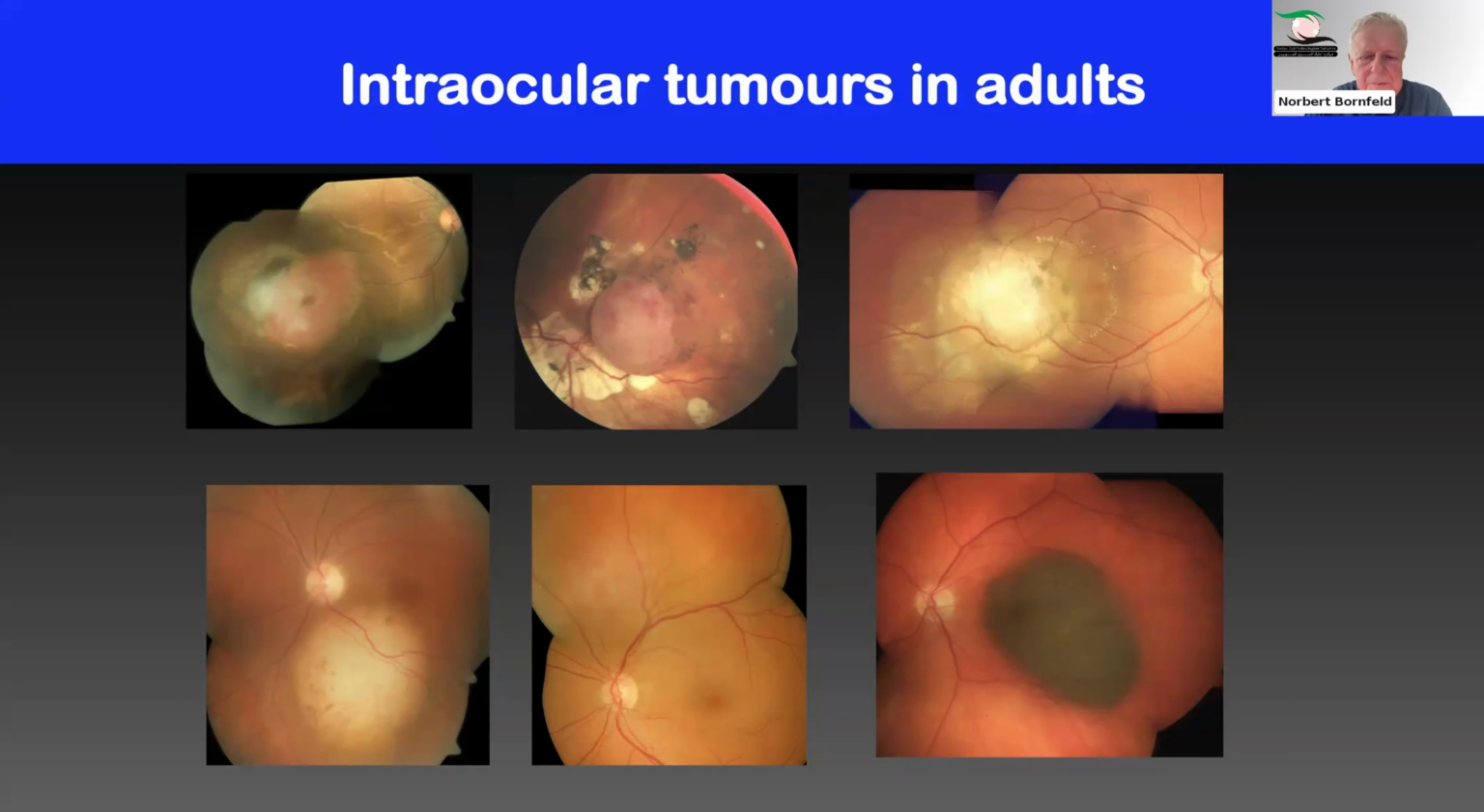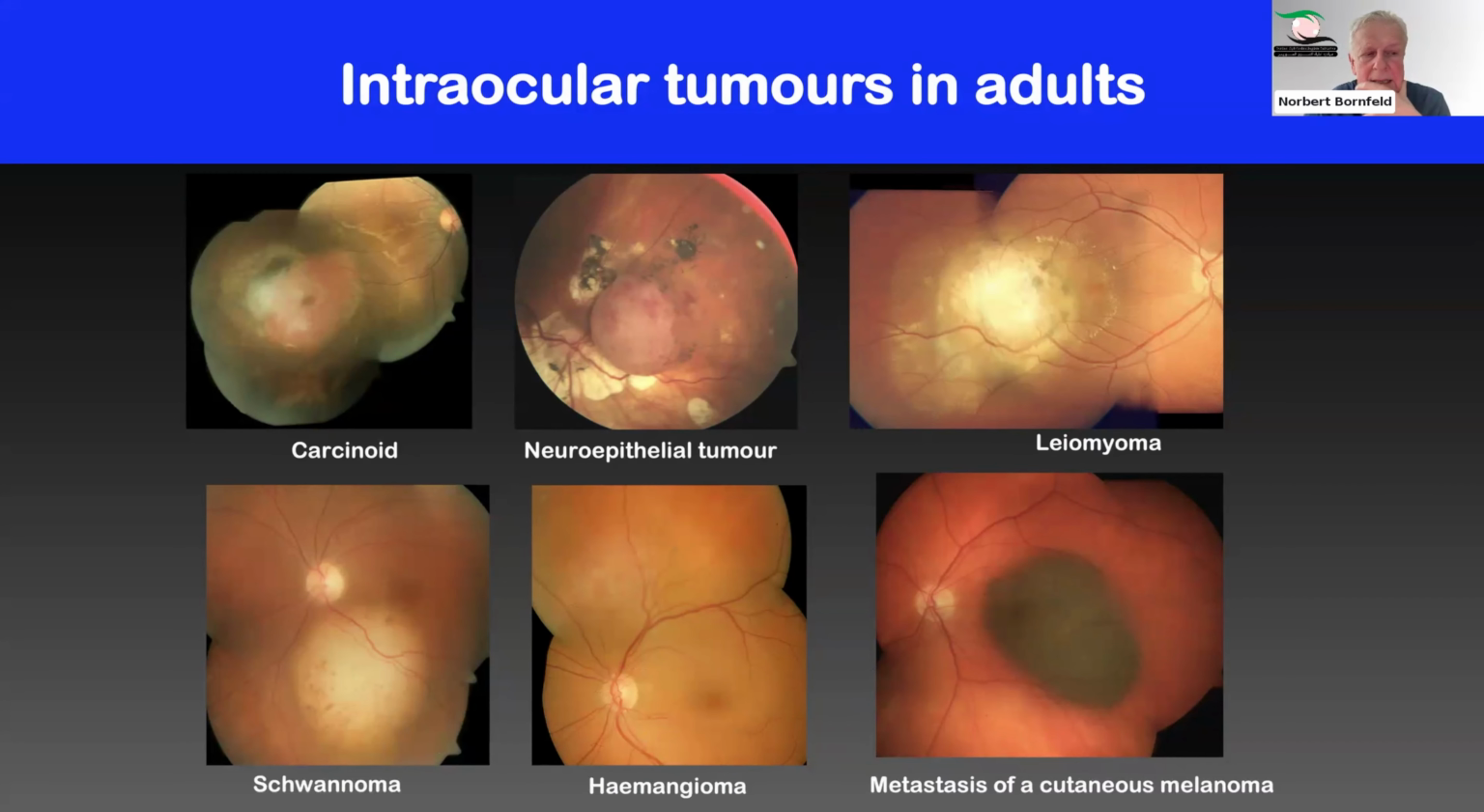What are these tumors? The tumor on the lower right is not a melanoma, not a uveal melanoma. Just to show what they are, one is a carcinoid, the other is a neuroepithelial tumor. The tumor on the upper right is a leiomyoma, which is really rare. Schwannoma is rare. Hemangioma will be discussed later in the talk. And on the right, you see a metastasis of a cutaneous melanoma, which looks very much like a primary choroidal melanoma. But of course, it's not a choroidal melanoma, it's a metastasis. I will show you another case later in my talk.